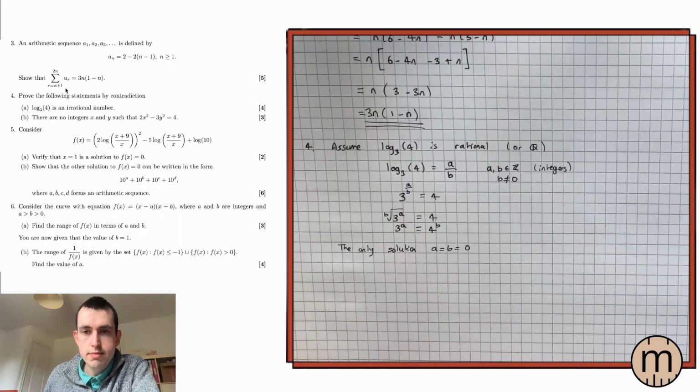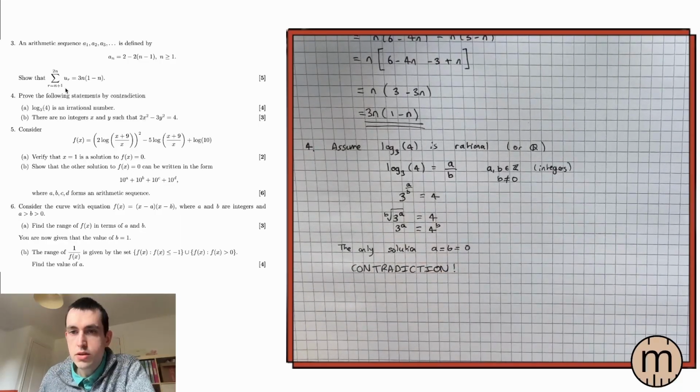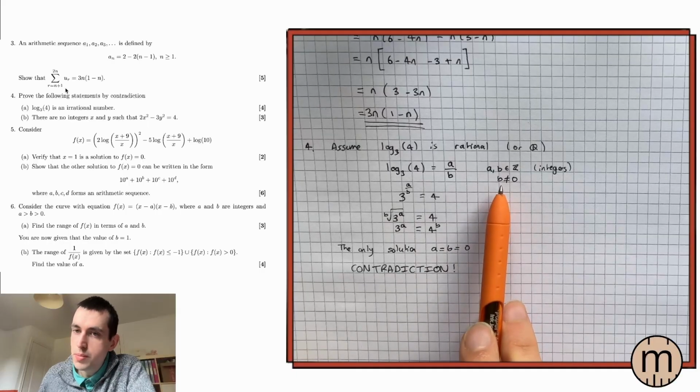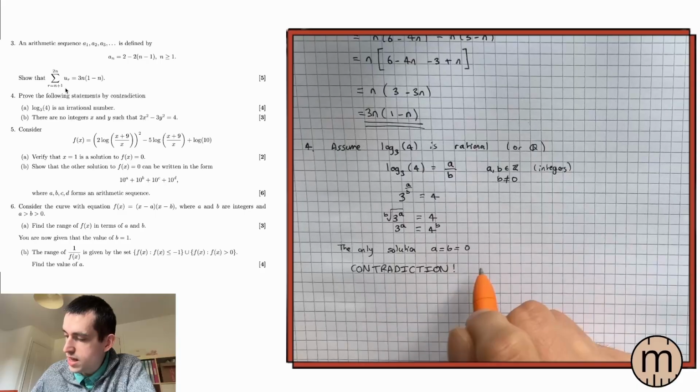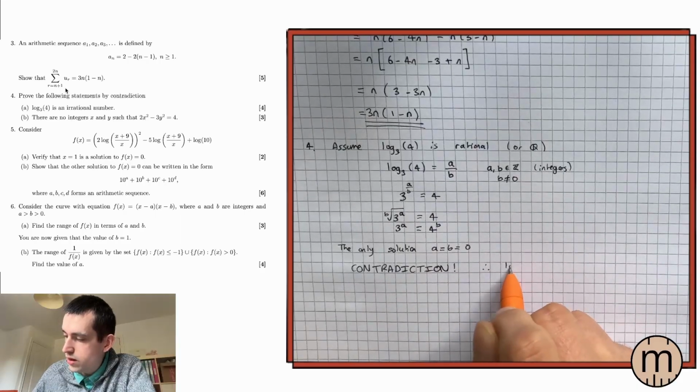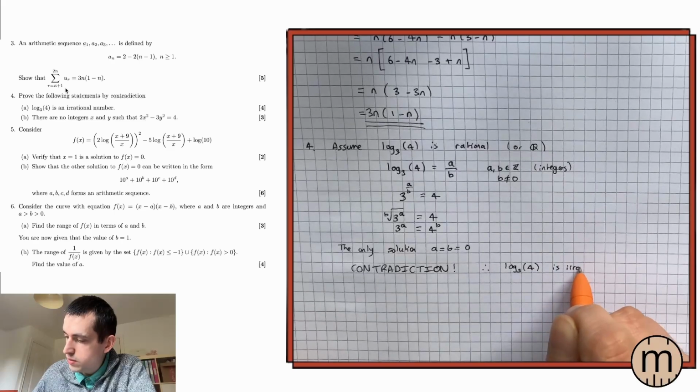But wait a minute, now you might see the contradiction. This is a contradiction because we assumed right from the beginning that B was not 0, but we've just found out that B must be 0. It can't be equal to 0 and not equal to 0 at the same time. Therefore, that's a contradiction. Therefore, that logarithm base 3 of 4 must be irrational.